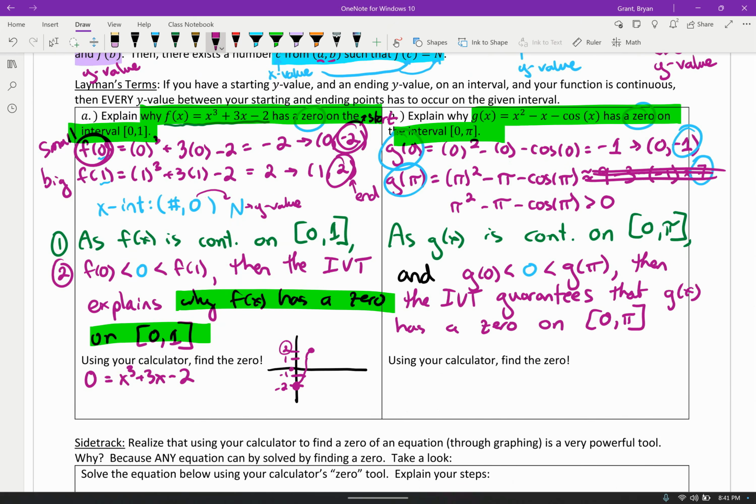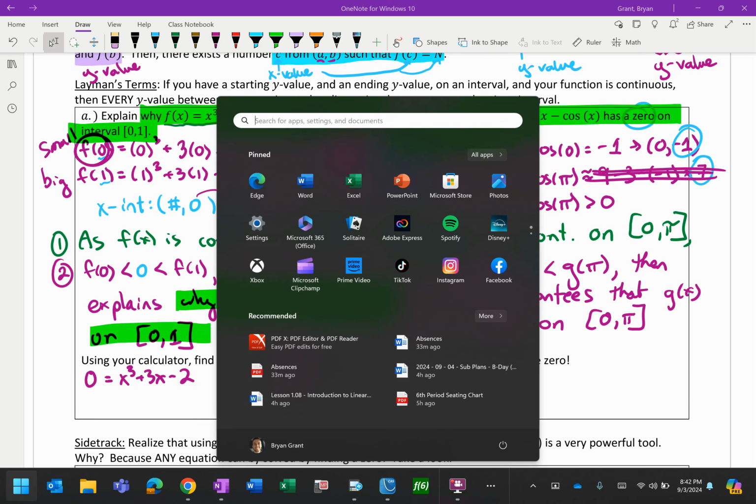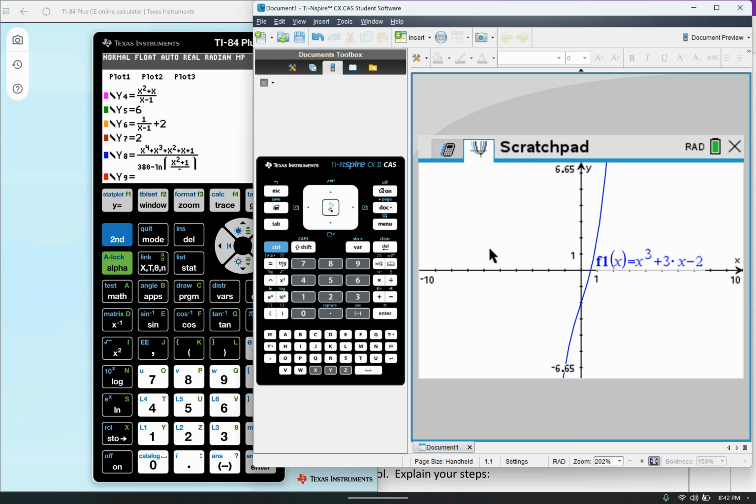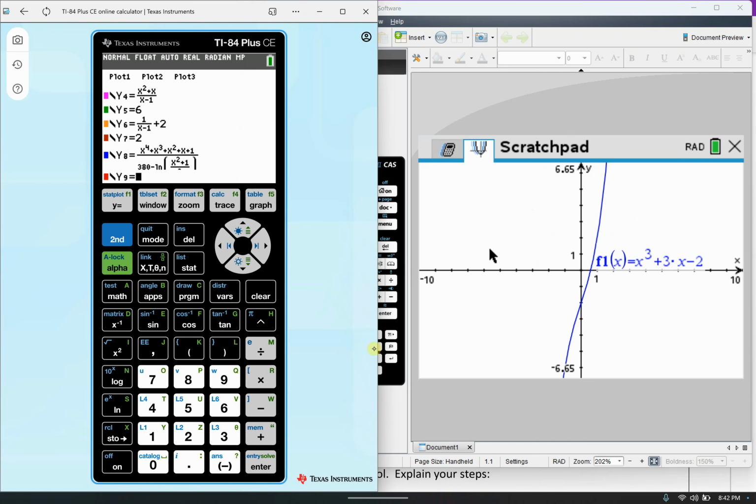Now, I've already graphed both of them, and I'm going to show you how to do them once on the Inspire and once on the 84, and I'll just show you one of each, right? So if we do this, I've got one here and one here, and hopefully it saved all my functions. I think it did, though.